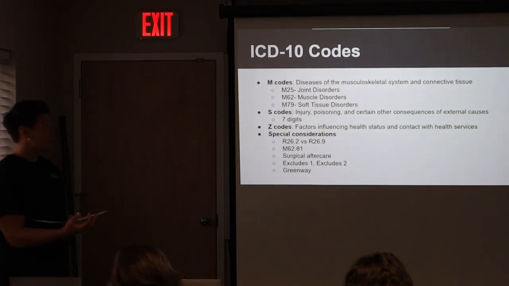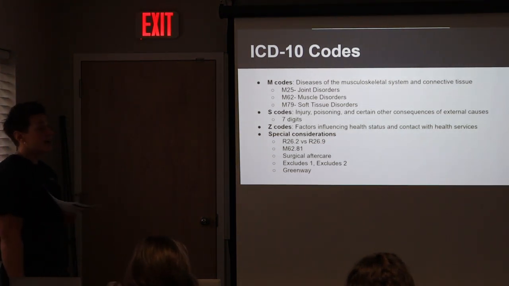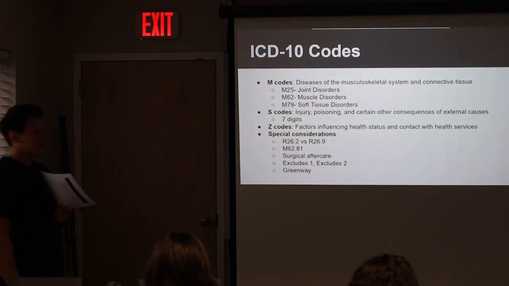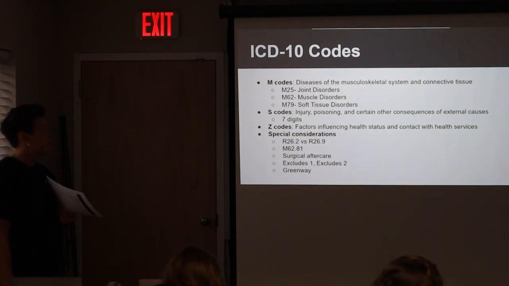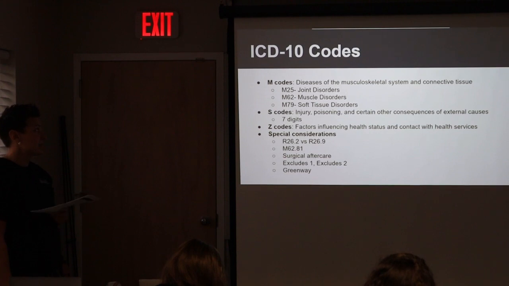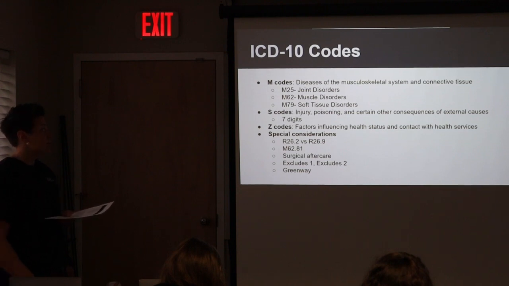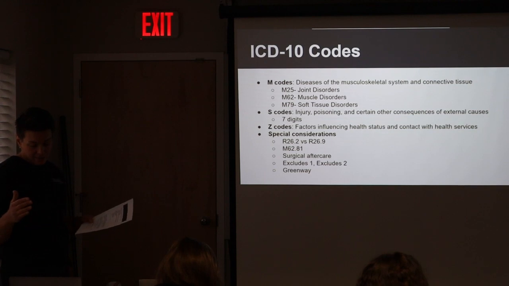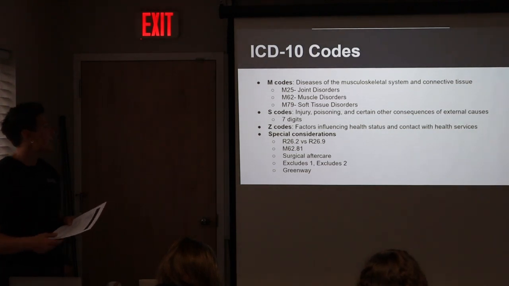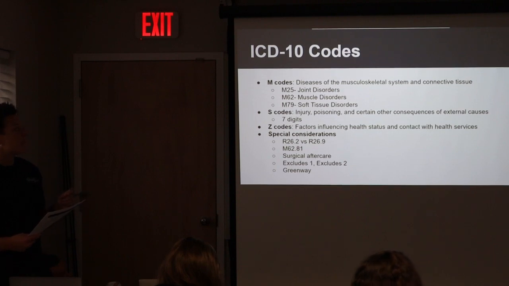So we're going to the first 3 characters here. These are our categories. Our M codes are the ones we're going to see the most. Those are disorders of the joints, the muscles, and soft tissue. S codes are injury, poisoning, and other consequences of external causes. That's going to be a 7-digit code because, like I said, it's going to need a phase of encounter modifier. Z codes are mostly our post-op codes, and then some special considerations.